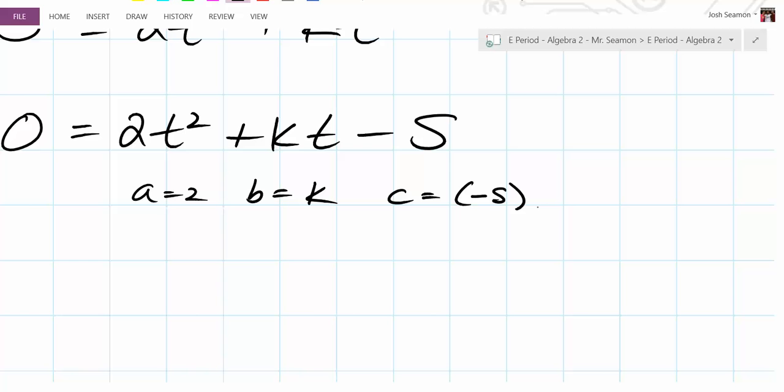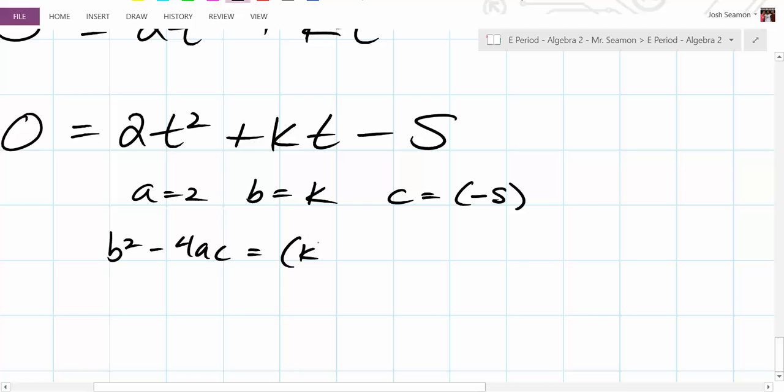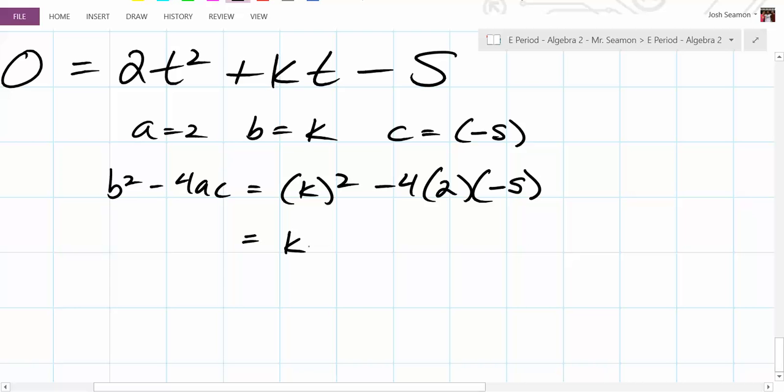So does our work change? Does the quadratic formula change depending on what you put into it? No, it's the same method. So what do we find first? Yeah, b squared minus 4ac. Well, that's going to be k squared minus 4 times 2 times negative s. So what does that simplify to? K squared plus 8s. Yeah, it's plus because there are 2 negatives.